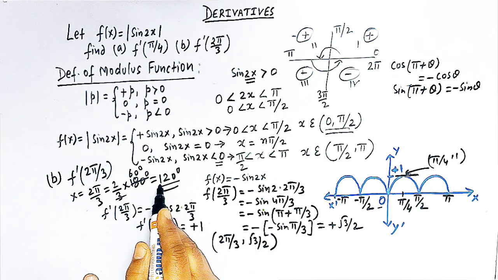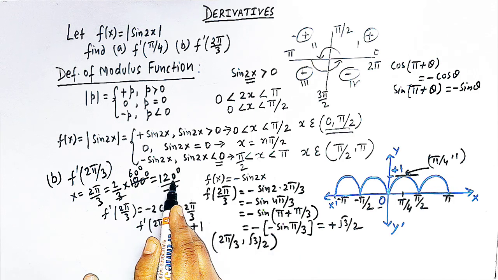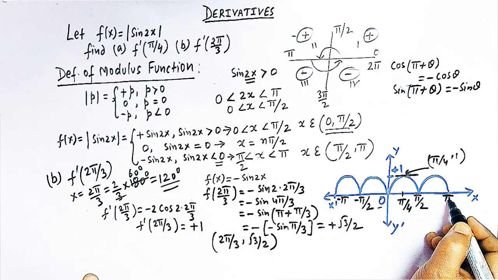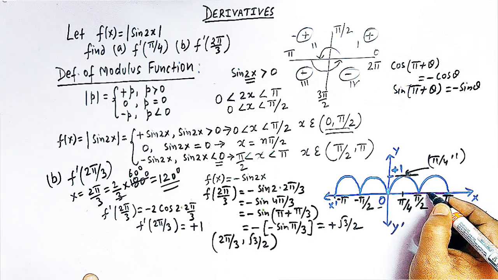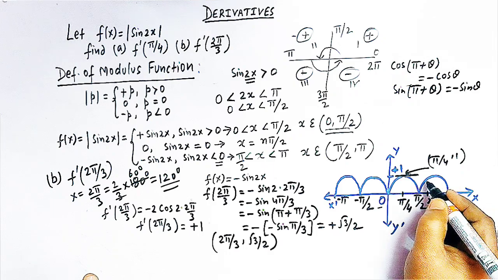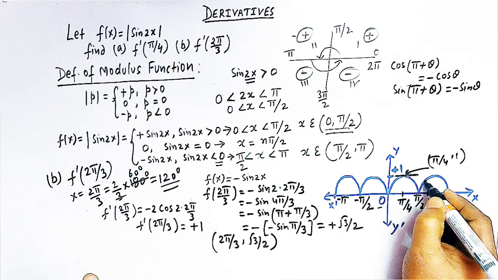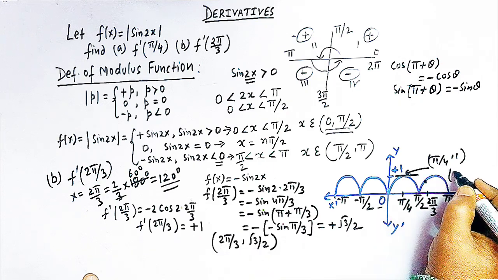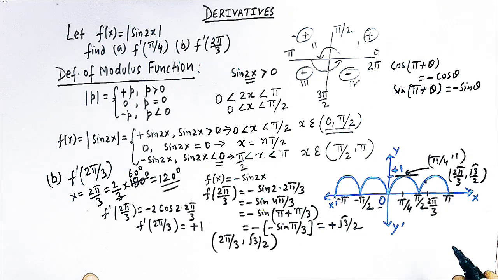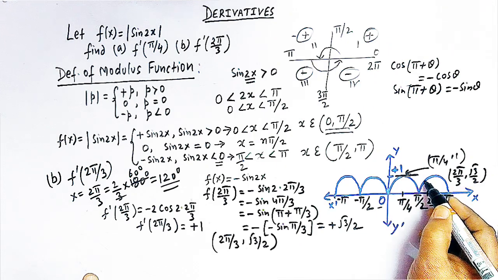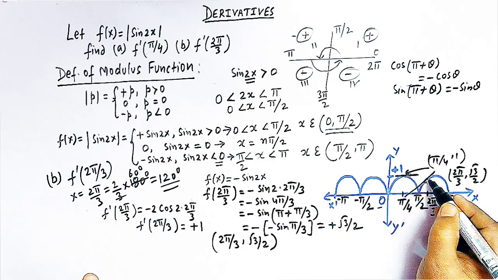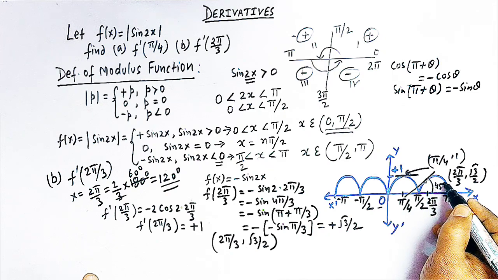And 2 pi by 3 is 120 degrees. So 120 degrees should lie between pi by 2 and pi, right? So 2 pi by 3 lies somewhere here, and here we have the point. This point is 2 pi by 3 comma root 3 over 2, right? So now if we draw the tangent at this point, it goes like this, right?